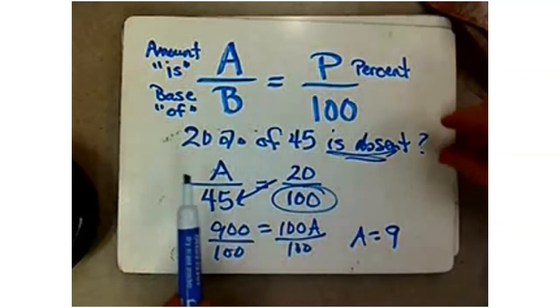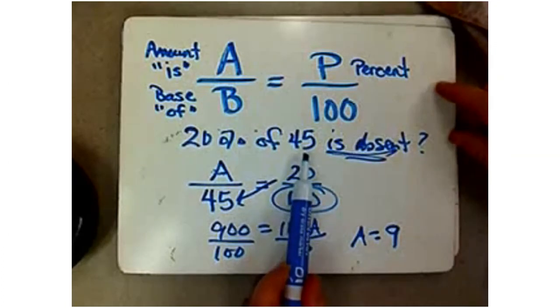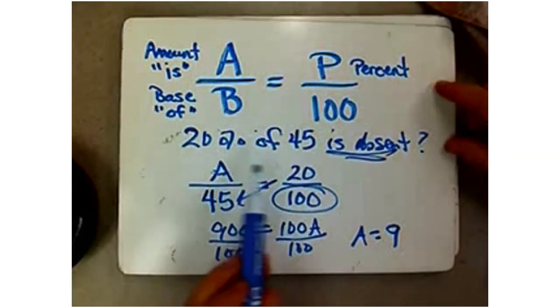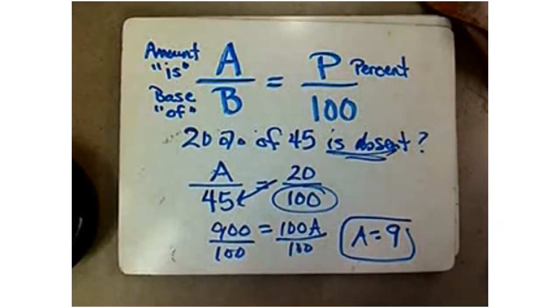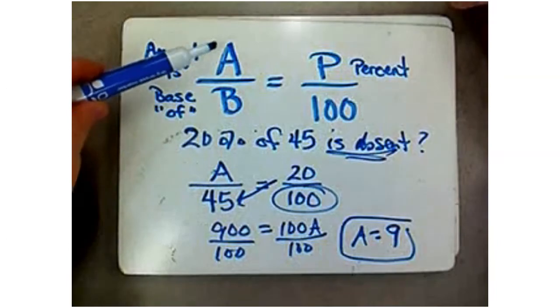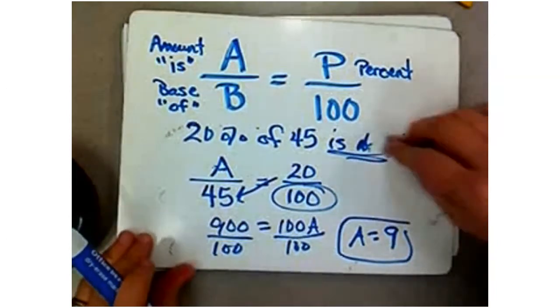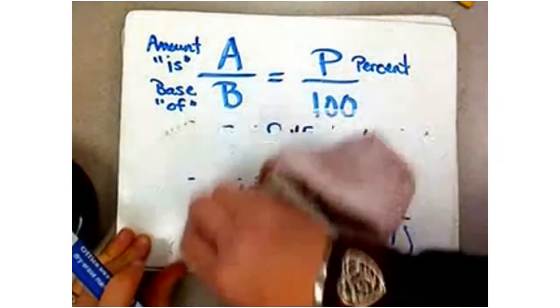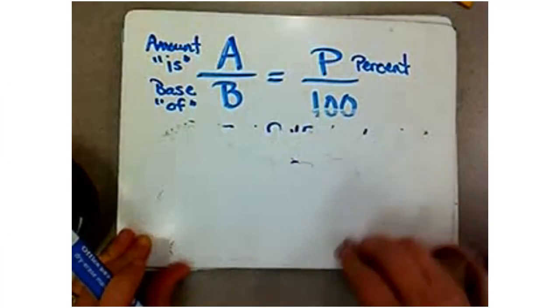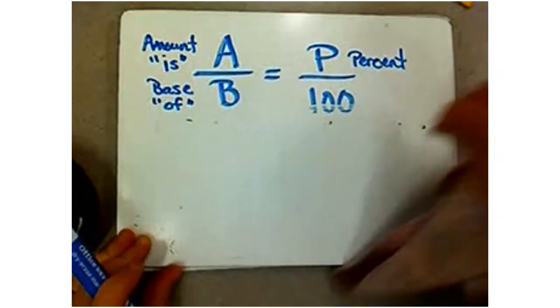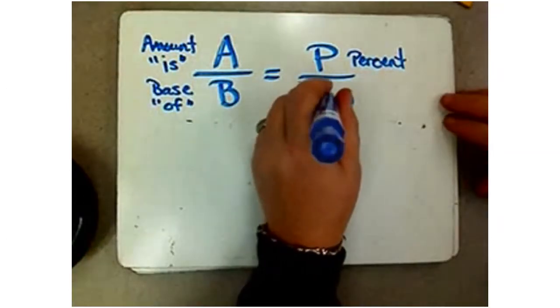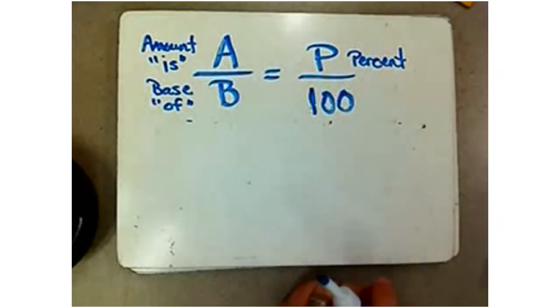And that should be right. 10% would be 4.5, so 20% would be 4.5 twice, which would be 9. So 20% of 45 is 9. 9 students are absent. Okay, so notice we still are able to use this A over B equals P over 100. We just ask ourselves in the story problem, what's missing? My amount, my base, or my percent? My A, my B, or my P?